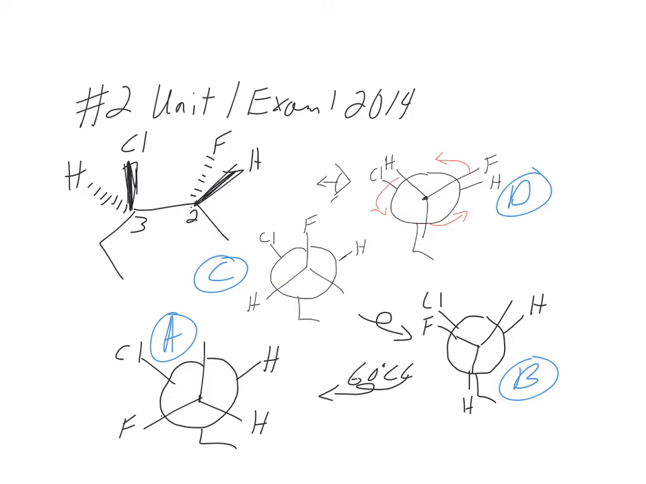B, B. Good. Why B? Because the chlorine and the fluorine are eclipsed, and they're both electronegative, so they're going to have the most electron density pulling that way. Which one's going to have the smallest dipole moment?